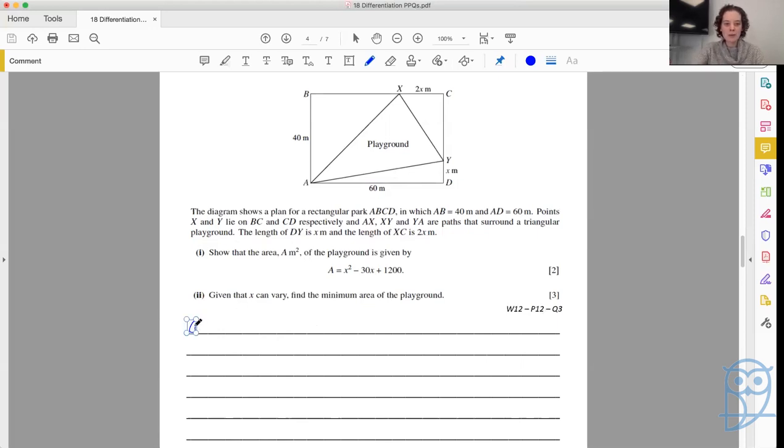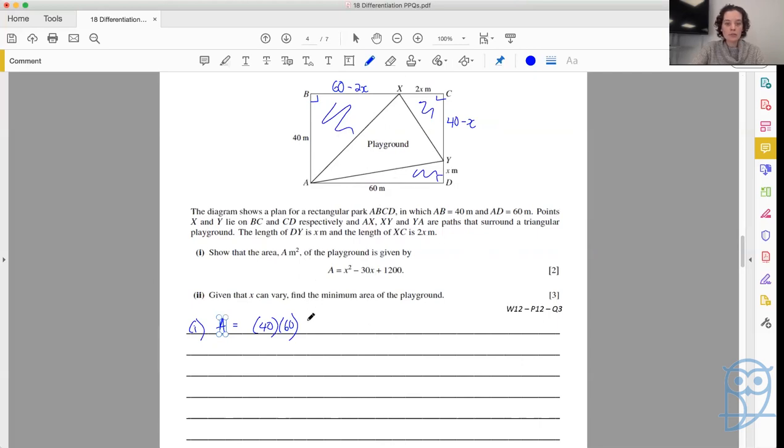Starting off with part 1: show that the area of the playground is given by this. The area of the playground is the rectangle minus 3 triangles. The rectangle is easy: A equals 40 by 60. Since it's a rectangle, all of these are right-angled triangles, making our life easier. If this is 2x and the whole side is 60, this is 60 minus 2x. Same on this side: if this is x and the side is 40, then this is 40 minus x.